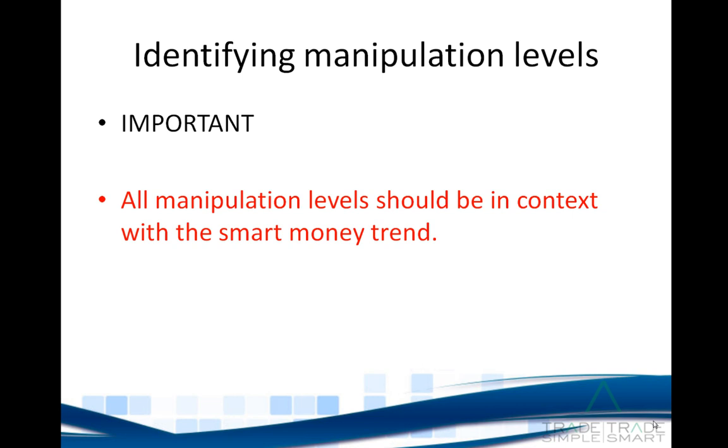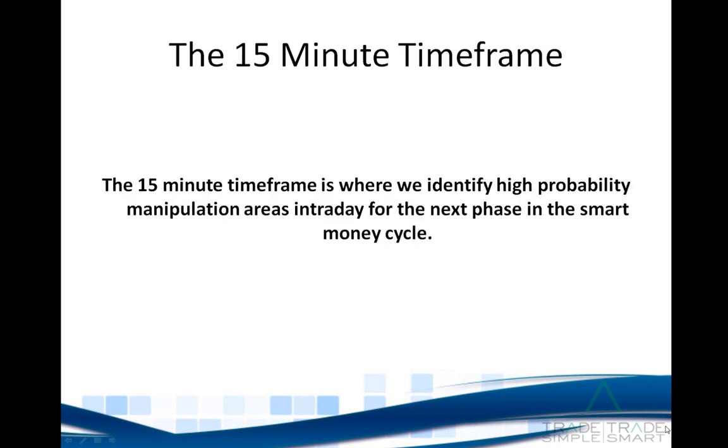The only time, as we learned in our previous section, that we're going to trade both sides of a level is when there is no cycle and we're in level 3 accumulation. Okay, so always have the identified trend cycle in mind when looking for areas of manipulation. Now, in regards to the time frames that we use to identify our levels, the 15-minute time frame is where we identify high probability manipulation areas intraday for the next phase in the smart money cycle.